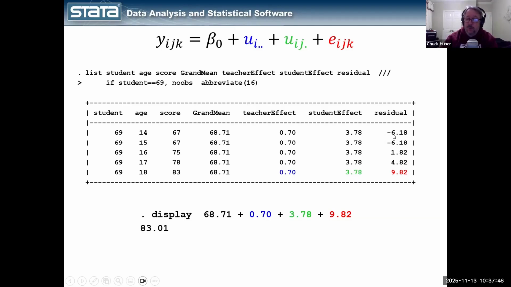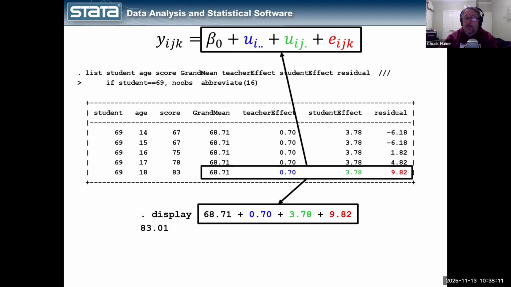So at age 14, the student did 6.18 points lower than their average, the average of all 5 of their test scores. Same thing at age 15, they did a little worse. Let's take a look at the last observation at age 18. Here they scored 9.82 points above that student's average. Okay, so they were better by the end.